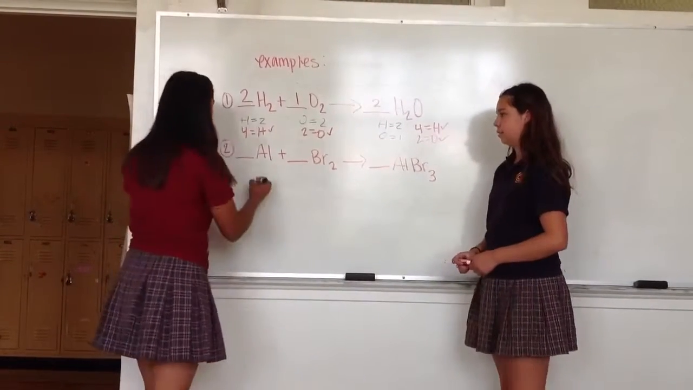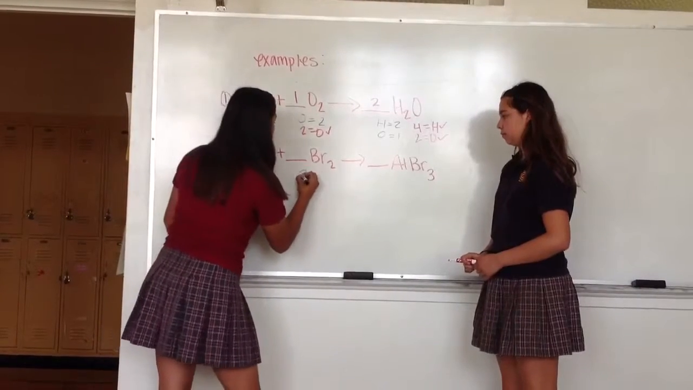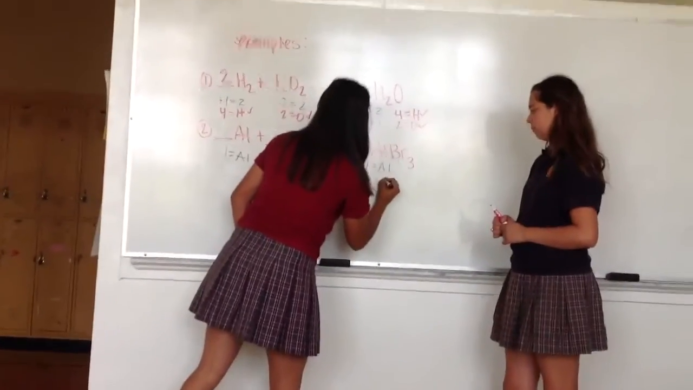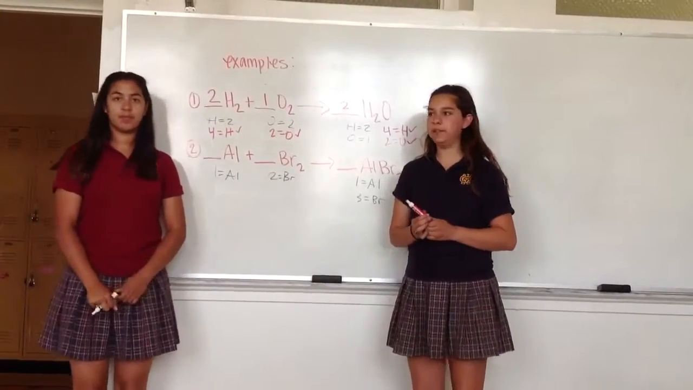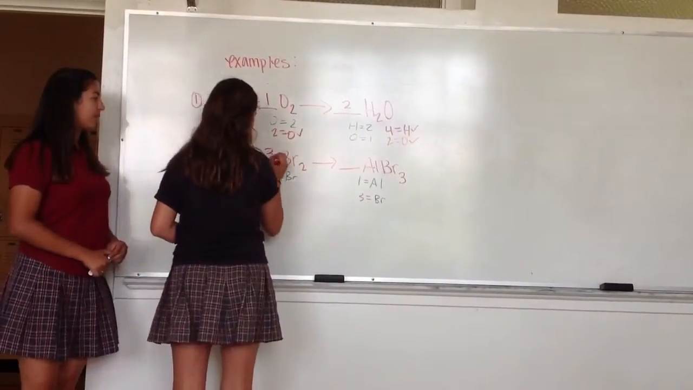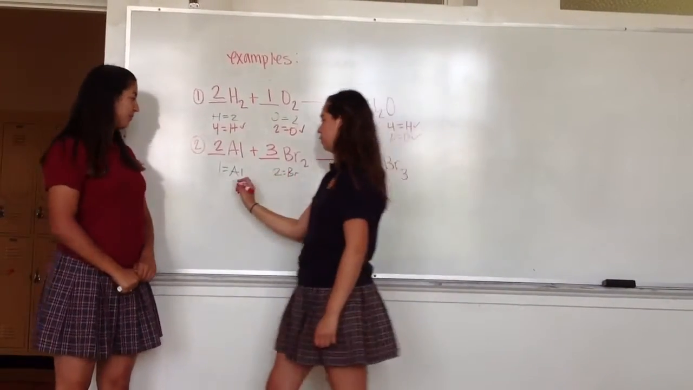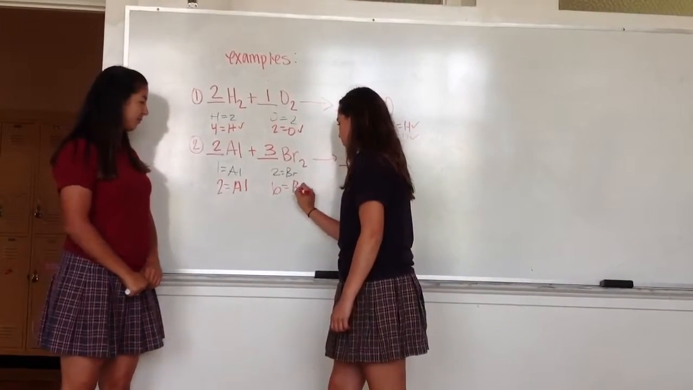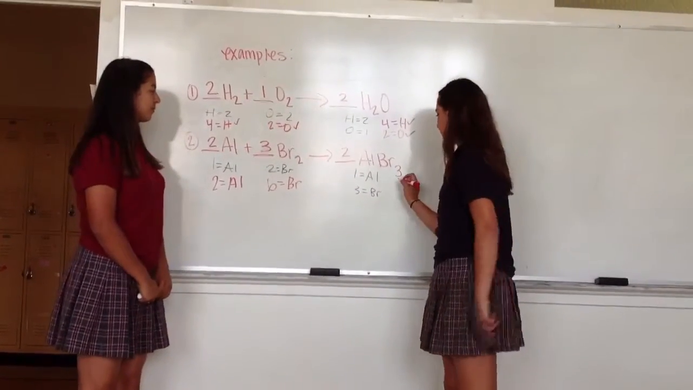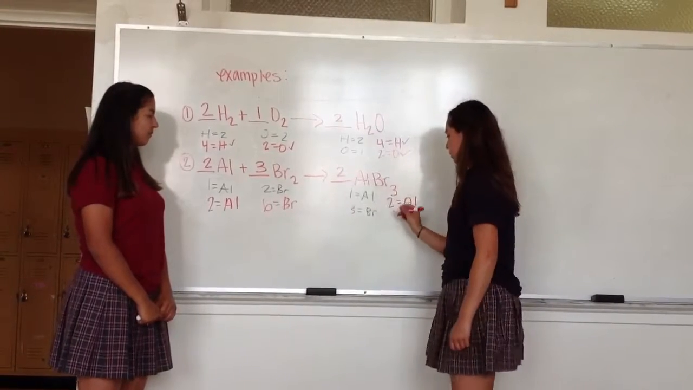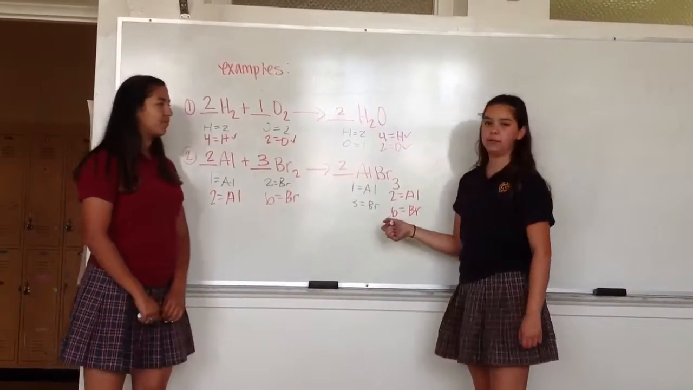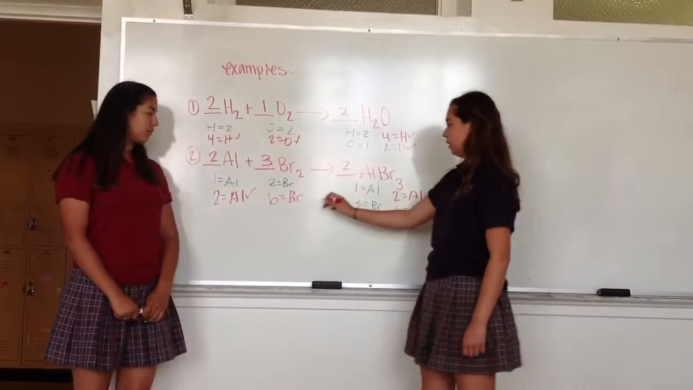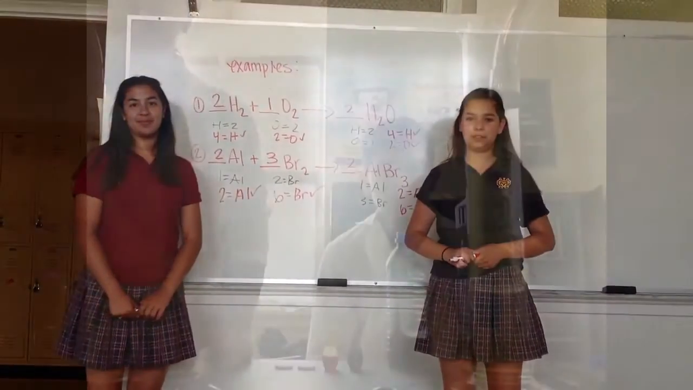For the next problem, you start off with 1 Al, 2 Br, 1 Al, and 3 Br. When you have the coefficients of 2, 3, and 2, you end up with 2 Al's and 3 times 2 is 6, so 6 Br's. On the product side, you end up with 2 Al's and 6 Br's. Once again, we check to make sure that they are the same. We have 2 Al's here, 2 Al's here, 6 Br's here, and 6 Br's here. We now have a balanced equation.